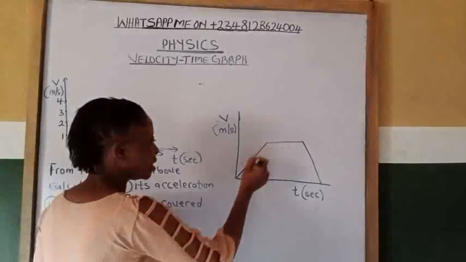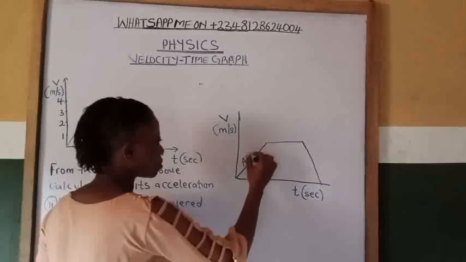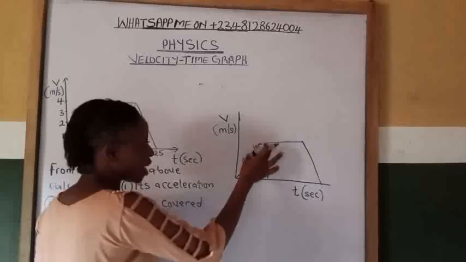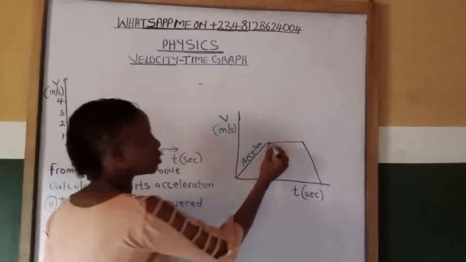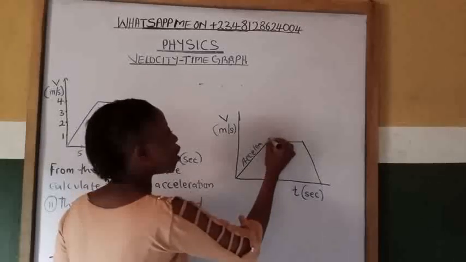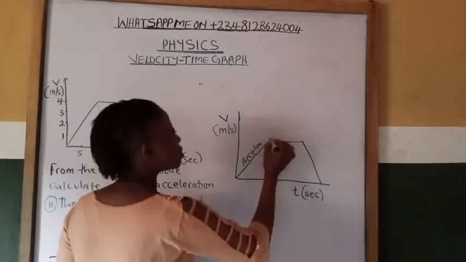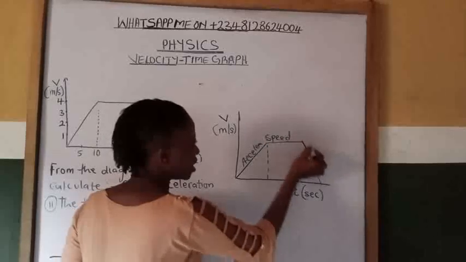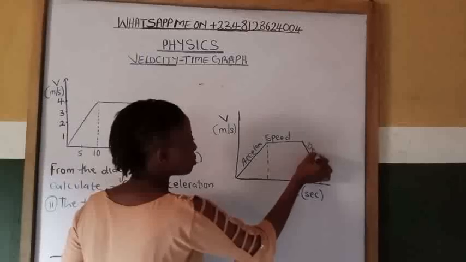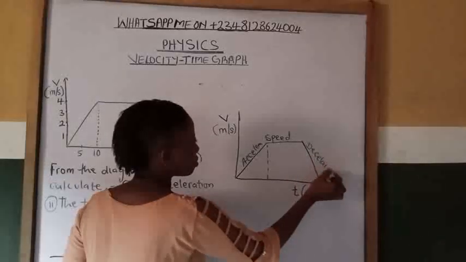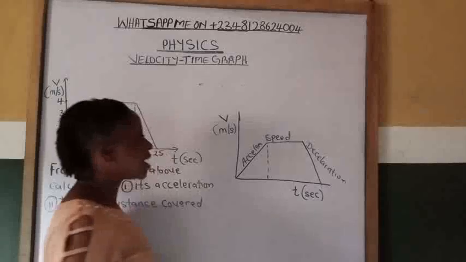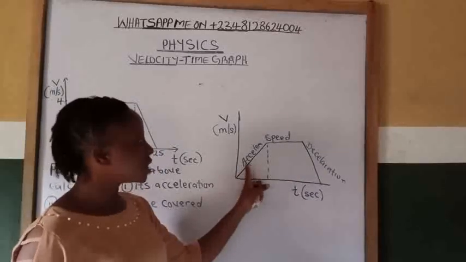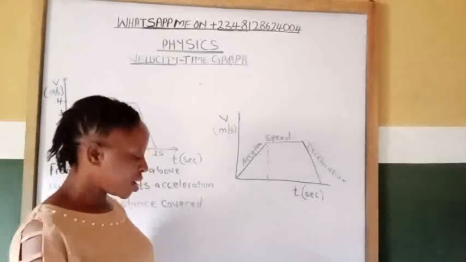So this line is for acceleration. So this triangle is for acceleration. So this line is for what? For constant speed. Why this line is for deceleration. Then don't forget that deceleration is the opposite of acceleration.